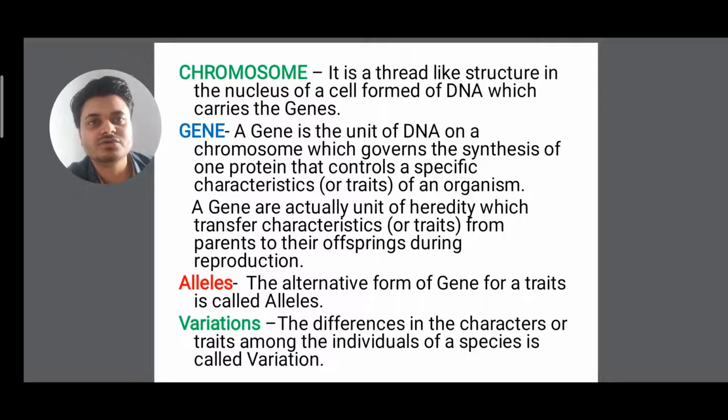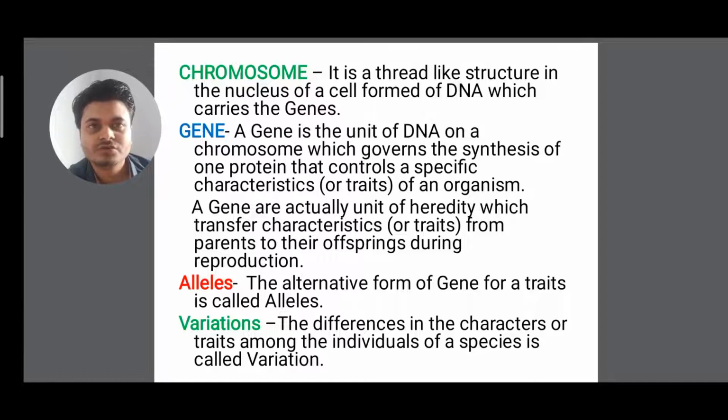First, what is a chromosome? A chromosome is a thread-like structure in the nucleus of a cell, formed of DNA, which carries genes. So inside a chromosome, numerous genes are present. Now what is a gene? A gene is a unit of DNA on the chromosome which governs the synthesis of one protein that controls a specific characteristic or trait of an organism. Genes are the units of heredity which transfer characteristics or traits from parents to the offspring during reproduction.